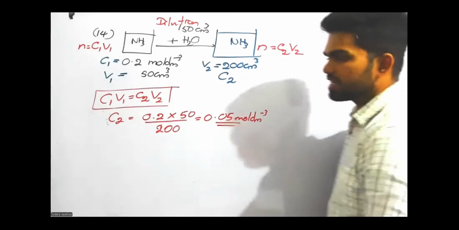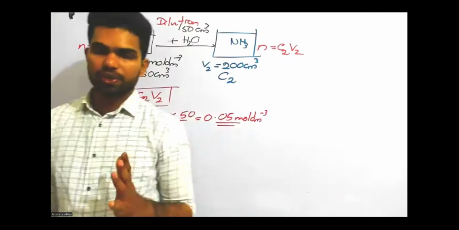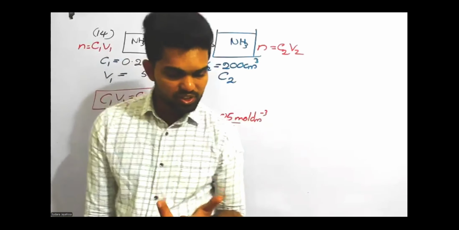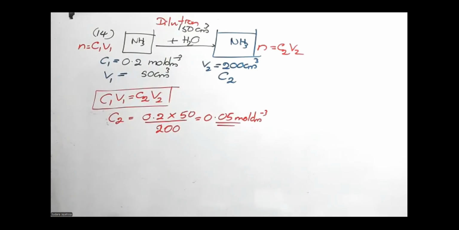Understood? So read the question carefully. The final volume is not 150. They say 150 of water is added, so you need to add that 50 and 150 together to find the final volume. Because of that point, this question is a good one.